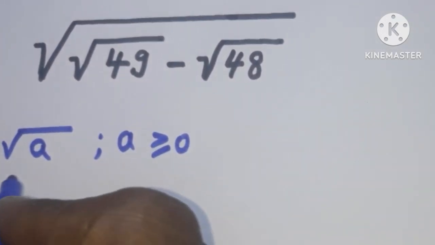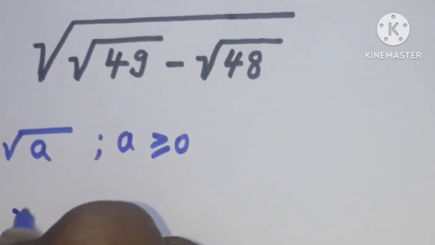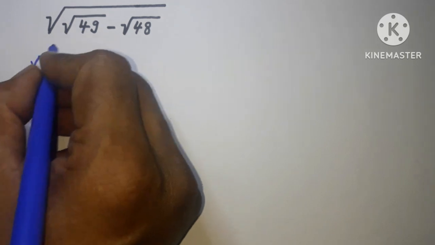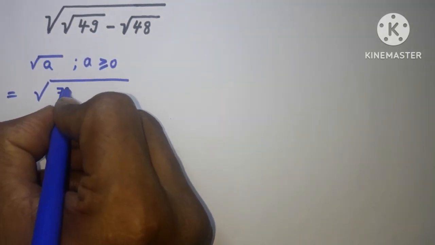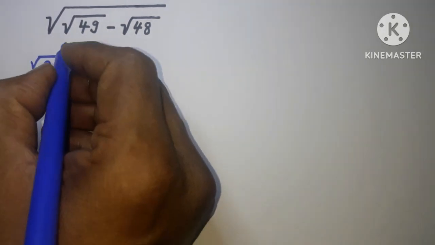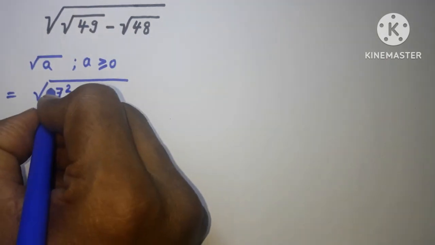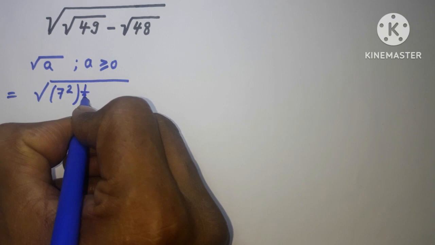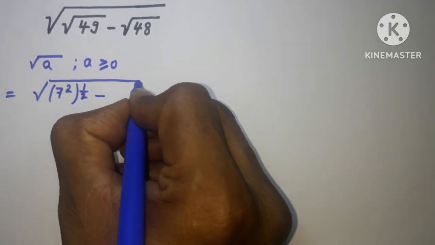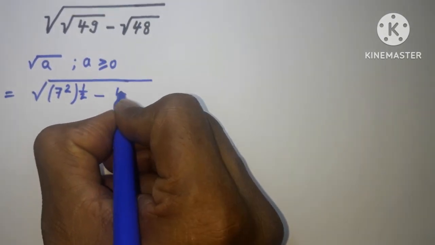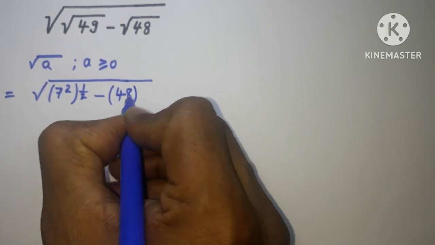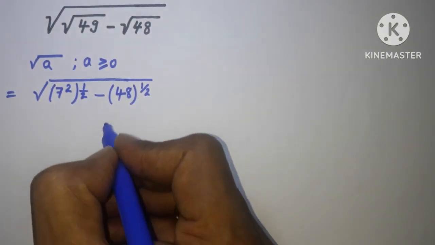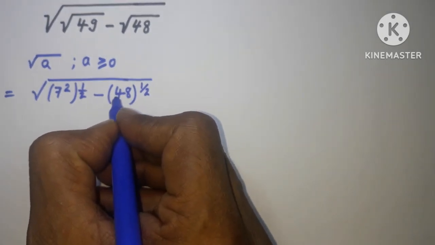Here this one can be solved in this way: root under 49 can be written as 7 square, and then this root can be written as power 1 upon 2. And root under 48, this 48, and then this root can be written as power 1 upon 2. So we need to resolve this one.